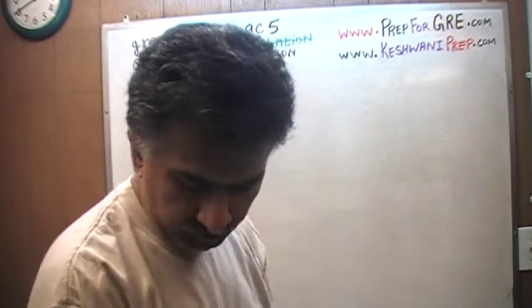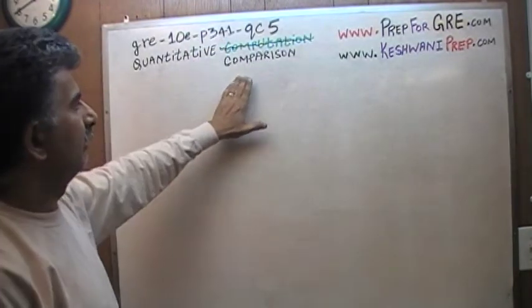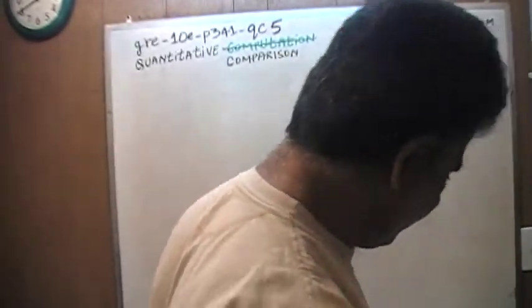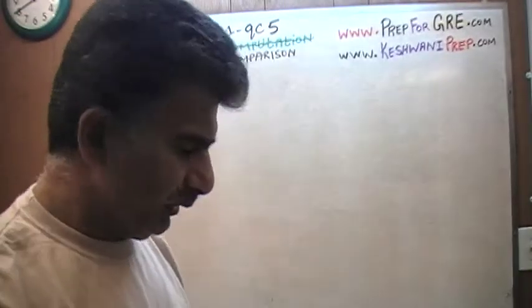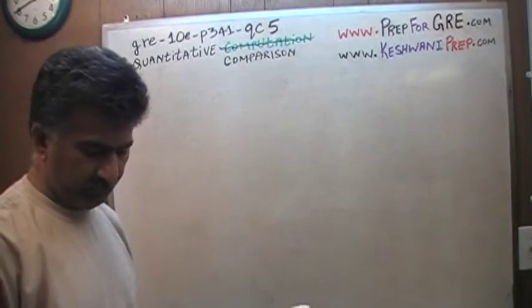The problem that I'm about to solve is the one that you're going to find on page number 341, quantitative comparison question, number 5. Let's take a look at it. They give you a little bar graph, which I'm not going to reproduce on the blackboard. It will be a waste of time. You have to have the book in front of you in order to follow the work. Or turn to the page 341.